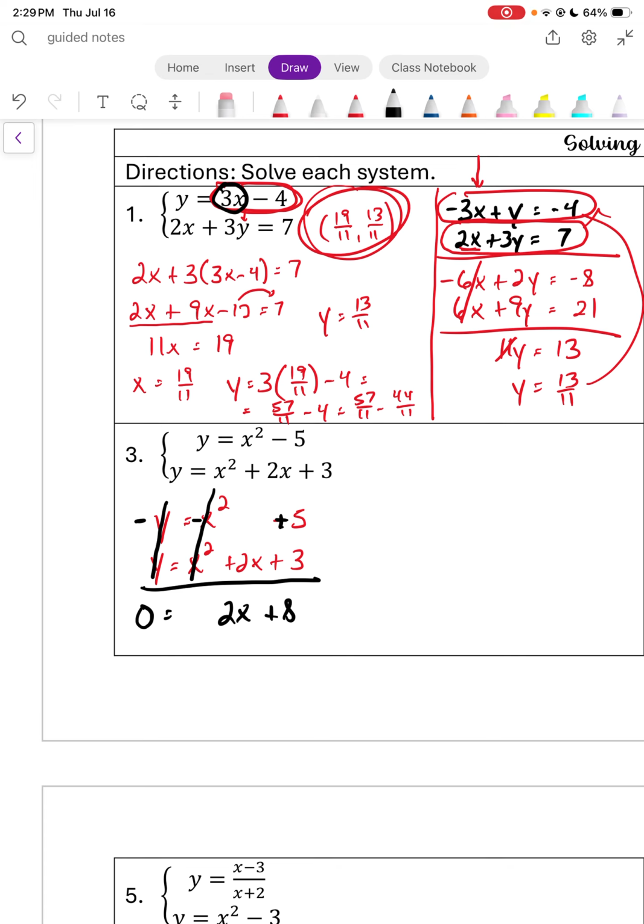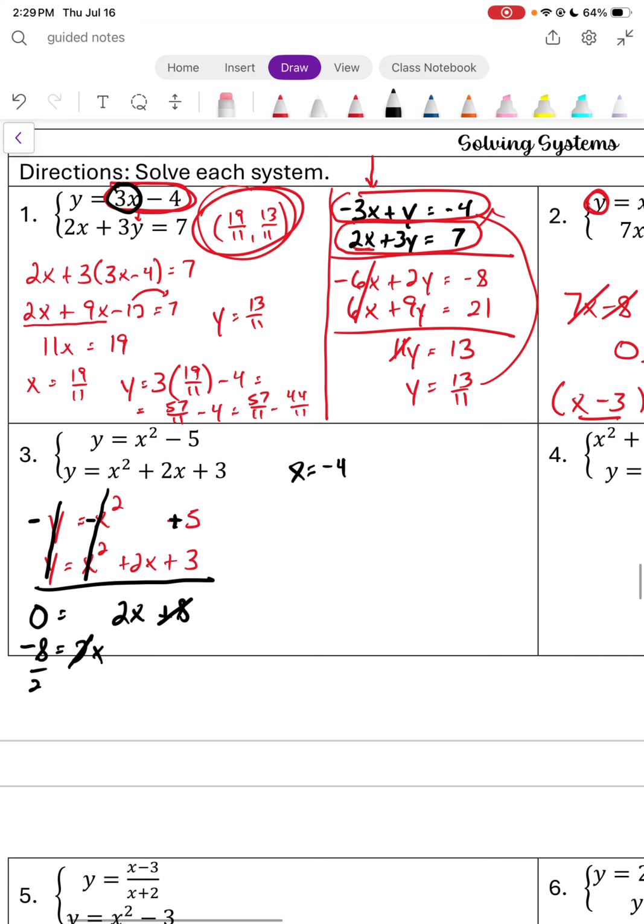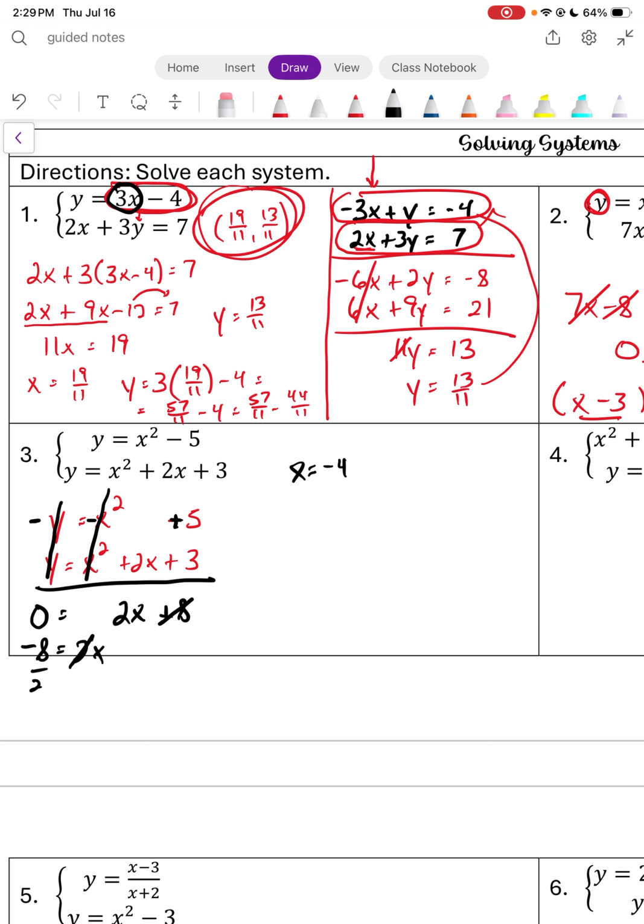Solve what you have left. 8 moves to the other side and becomes negative 8. 2 we're going to divide by, and it becomes x is negative 4. So this thing is only going to cross at one point somehow. Again, what you've got is two parabolas crossing at a single point, and that point's going to be negative 4, comma. Again, x is negative 4.